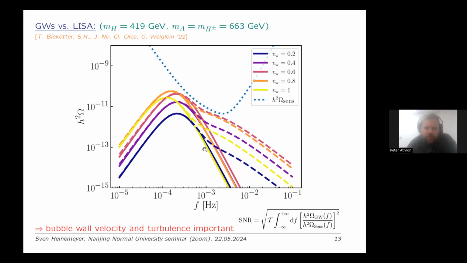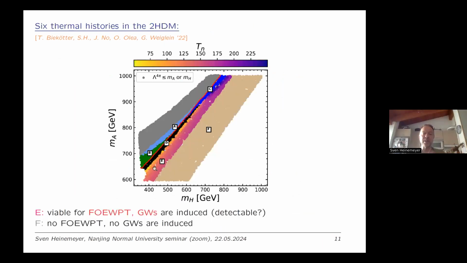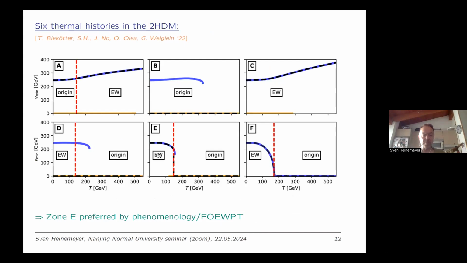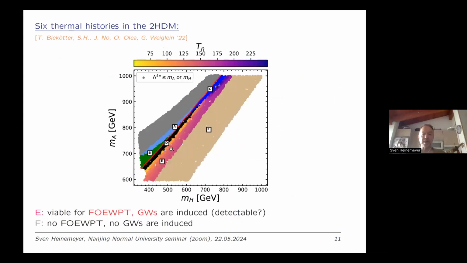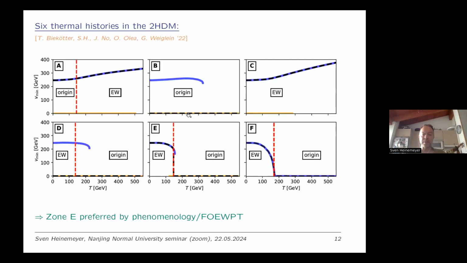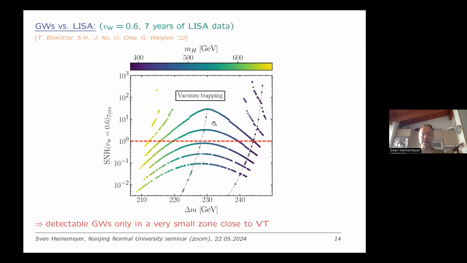Well, for each point, let's say for each point in this zone E, in principle, we can do the calculation of this curve here. We do it for a subset of those. When we do this integral, because this curve here is also known, this is fixed, we can evaluate the signal to noise ratio. I didn't show you the signal to noise ratio for the whole plane, because it becomes very small. Only in a small strip close to the vacuum trapping, we find that the signal to noise ratio is larger than 1, and we can actually see something.